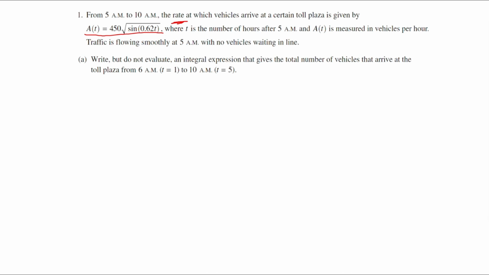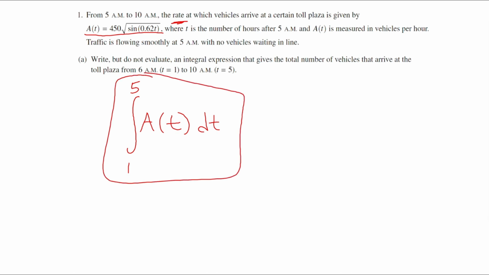It says we have no vehicles waiting in line in the toll plaza when the problem begins at 5 a.m. So it wants us to write, but not evaluate, an integral expression that gives the total number of vehicles that arrive at the toll plaza from 6 a.m., and they even tell you that's t equals 1, to 10 a.m., which is t equals 5. So to find a total number, all you have to do is integrate the rate, and they've given us your t values from 1 to 5. You don't even have to rewrite A of t. You could just write the integral from 1 to 5 of A of t dt, and that is all they're looking for in part A. So that's one very easy point to get on this question.